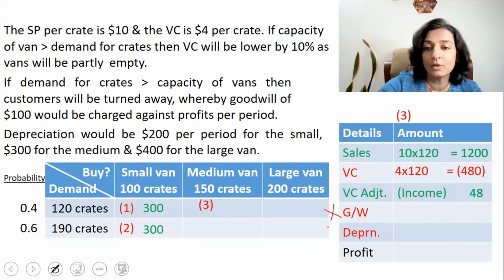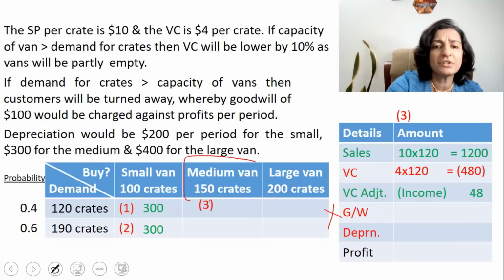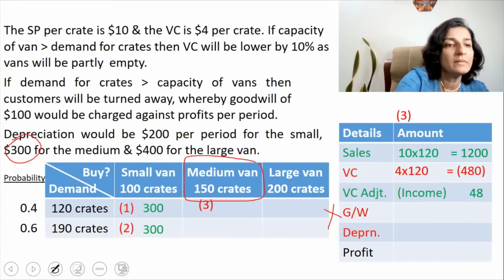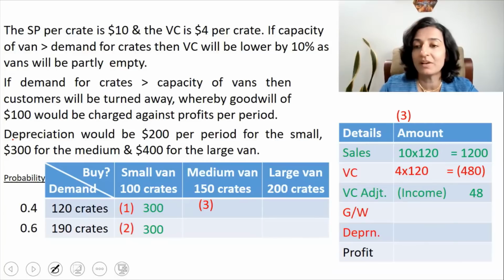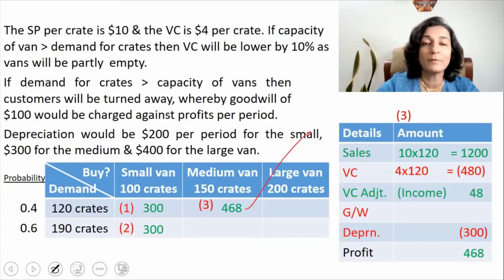Now here you wouldn't have a goodwill adjustment. And what is the depreciation of the medium van? Medium van depreciation is $300. So we write that to arrive at the profit as $468. And we make note of it in the profit table.